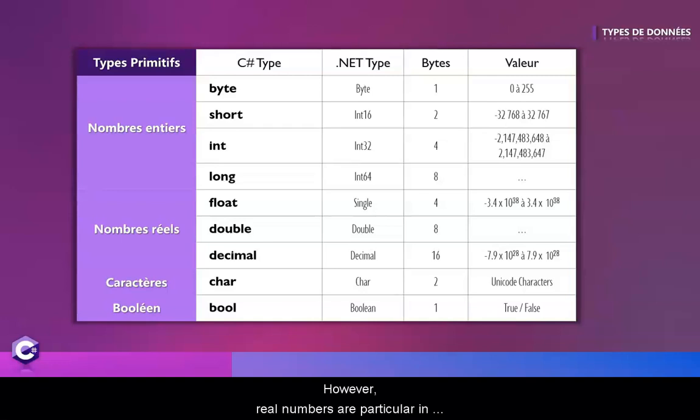All the types in this table are very simple. However, real numbers are particular in C#. Let me explain. As you can see in the category of real numbers, we have the float, the double, and the decimal. Here the double is highlighted because it is the default one used by the compiler in C# when you use real numbers. So if you would like to declare a float, then don't forget to specify to the compiler that it is a float. To do this, in addition to having given the type to the variable, you must put a suffix at the end of your number. Indeed, you have to add an F just after the last digit of your number.